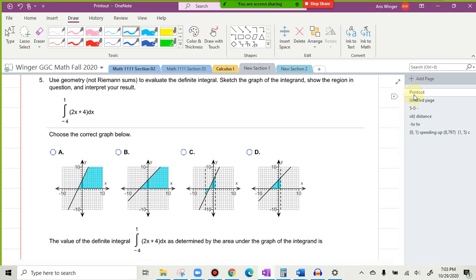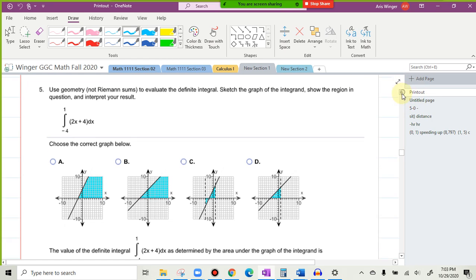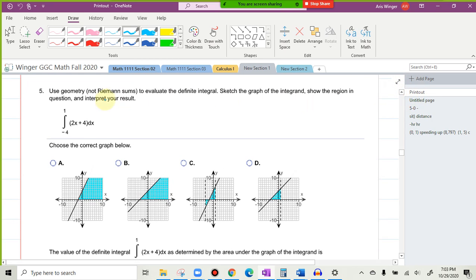Number 5, use geometry, note rectangles, to figure out the integral from -4 to 1 of 2x plus 4. Choose the correct graph below. We know 2x plus 4 is a line. It needs to hit the y-axis at 4 and have slope 2. I'm liking A. Let's see here. Oh, no, but wait. We're going from -4 to 1, so I need to start at -4. Nothing over here is shaded at -4. I'm not liking that.